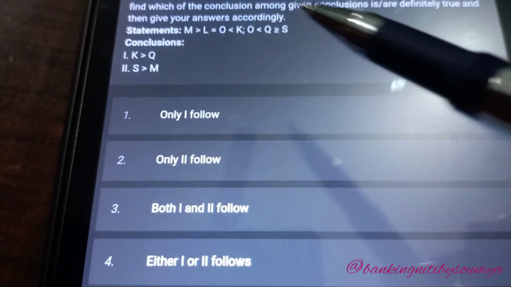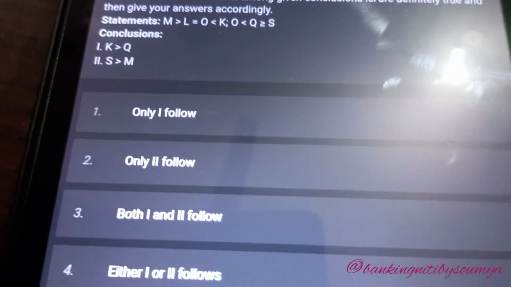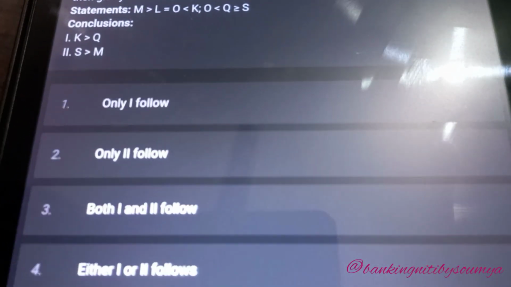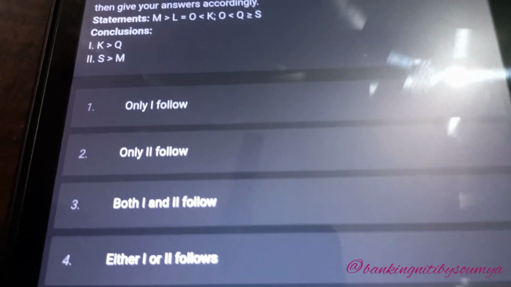Now in the second conclusion, S is greater than M. Here we can see S is smaller than or equal to. S is never greater. So conclusion 2 is also false. Now let's move to the next question.